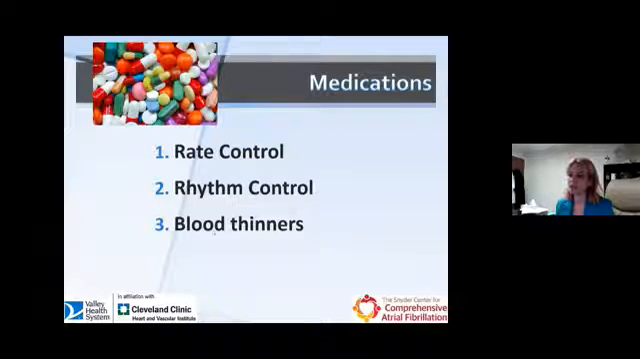And then blood thinners are just medications that make it harder for the body to form a blood clot and therefore reduce the stroke risk.